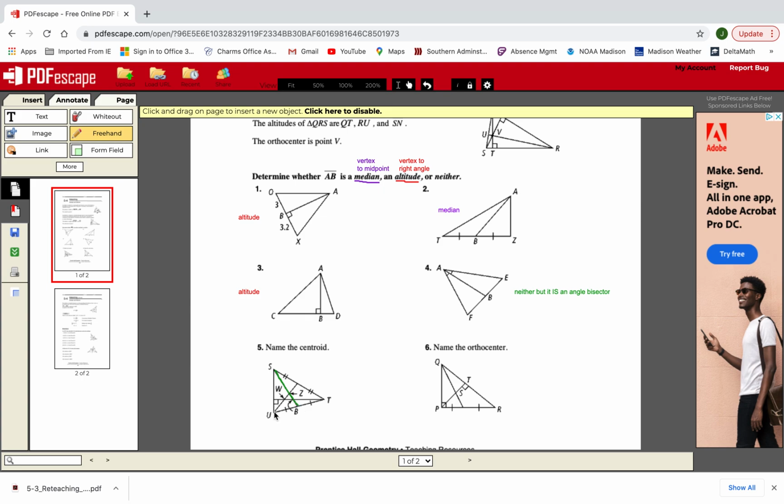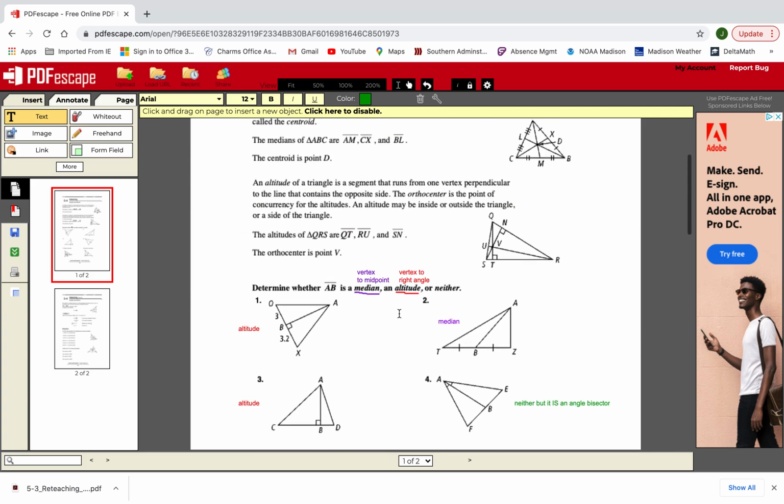And then the median that goes from U to the midpoint of ST. And then we have, well, we don't have another median drawn here, but we can see that the two that we have drawn meet at point Z. So the centroid is at point Z. The centroid is Z, okay?